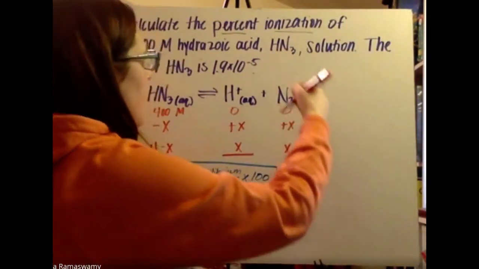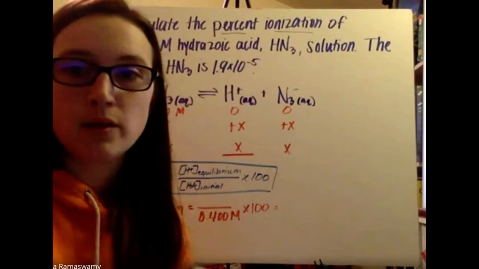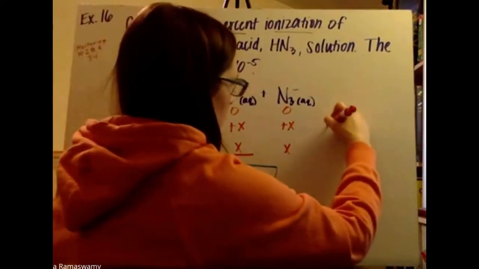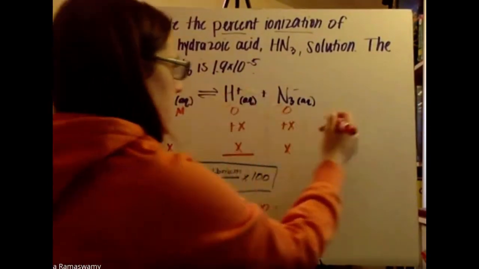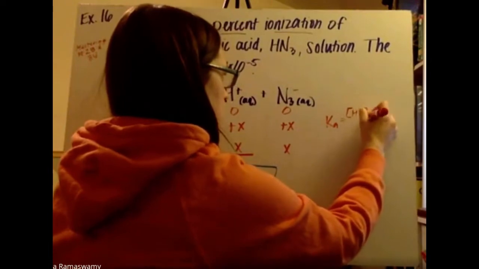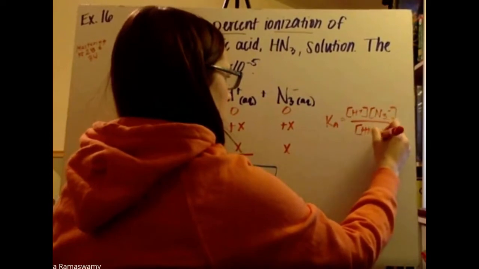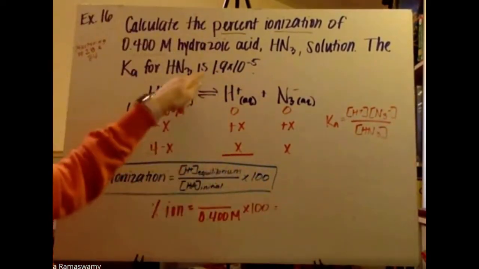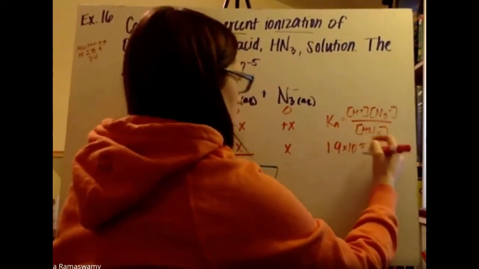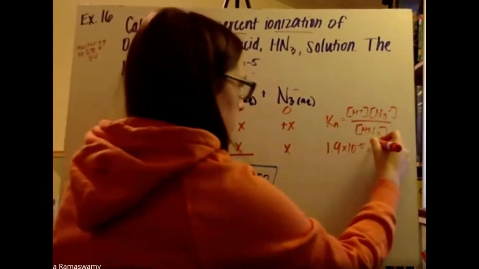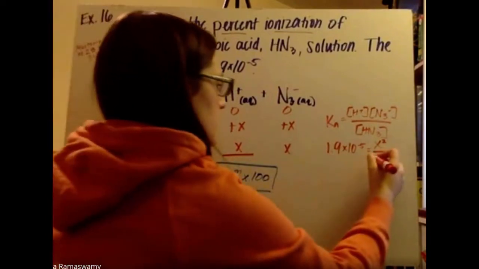So over here off to the side, I'm going to use the Ka expression because Ka gives us information at equilibrium. That's our equilibrium constant. So for Ka, I'm going to write the expression first. Products over reactants, everything is aqueous. So H plus N3 minus over HN3. Ka is 1.9 times 10 to the negative fifth. H plus times N3 minus, that's X times X, so X squared, over 0.4 minus X.